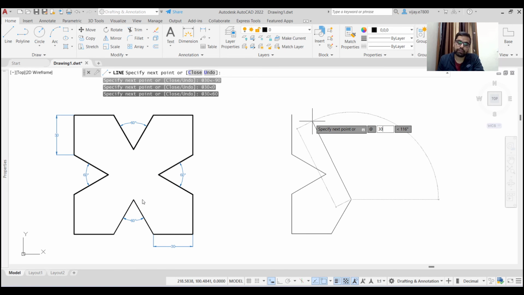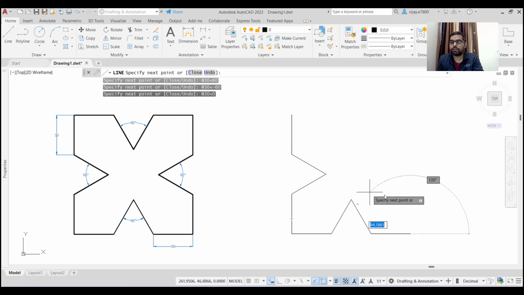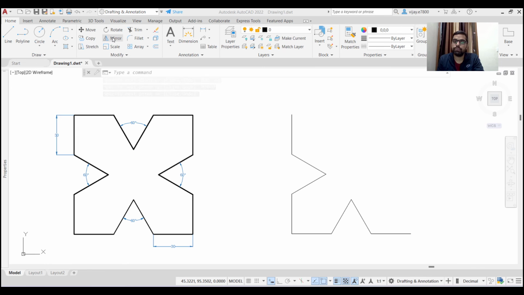So we need to find out the angle from this side. So it will be minus 60. So angle minus 60, enter, then at the rate 30, and angle is 0. So take a look. I have created half of this drawing. Okay, the remaining half I can create using the mirror command.